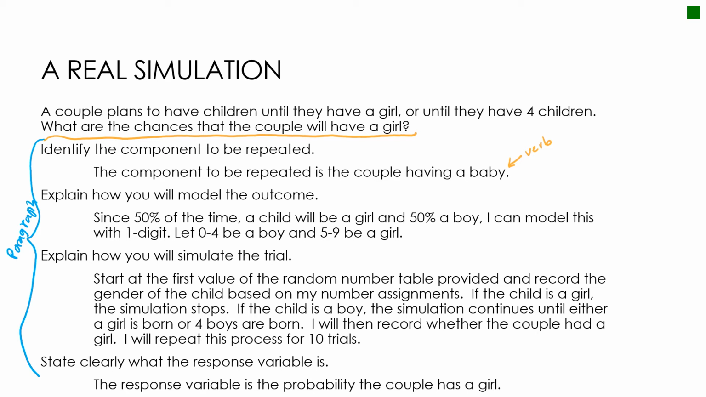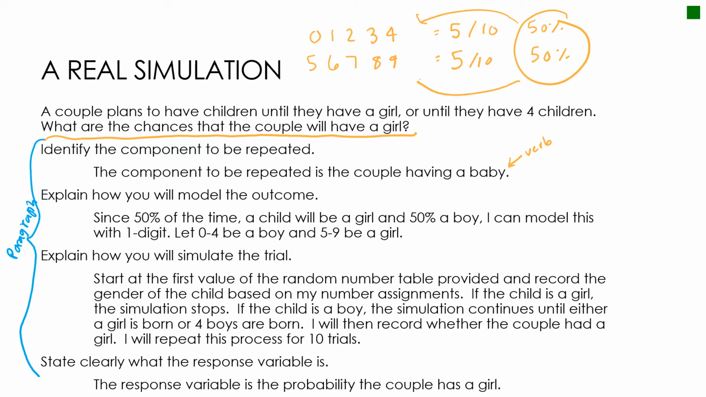And then I can say I can model this with 1 digit. Yes, I could use 2 digits. I could use 00 to 49, 50 to 99. That would work just fine. I have decided to use 1 digit, so I'm using 0, 1, 2, 3, 4, which is 5 digits, and then 5, 6, 7, 8, 9, which is 5 digits, and we can see that 5 out of 10 digits is 50%. It's really important that these percentages are reflected in the values that I've chosen.